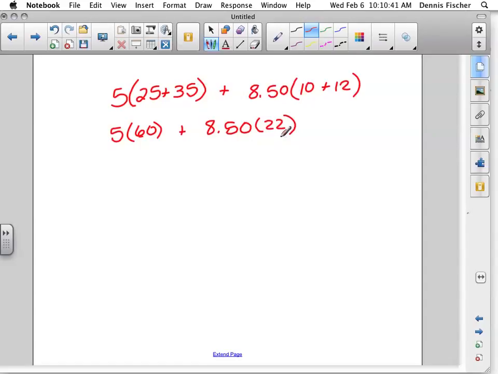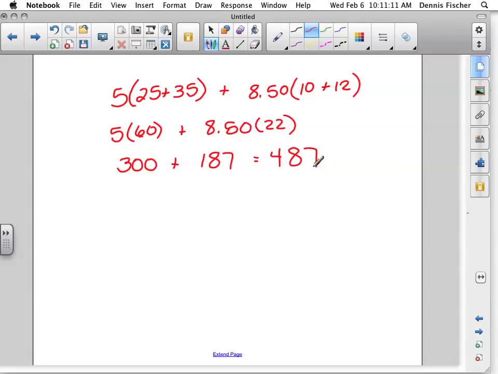5 times 60 is the easy one, is 300. Plus 22 times that would be 176. Plus 20, plus 187. Is that right? Yeah. 187. And adding those two together would give me 487.